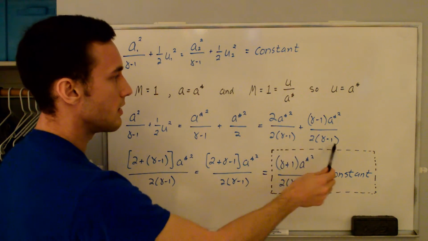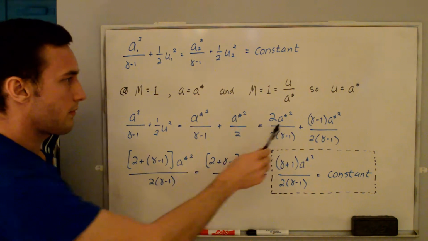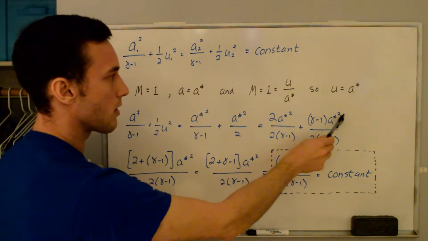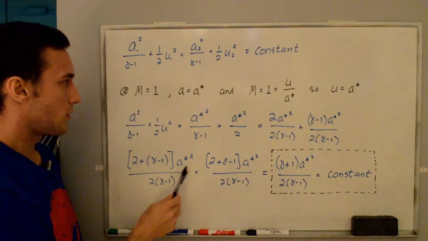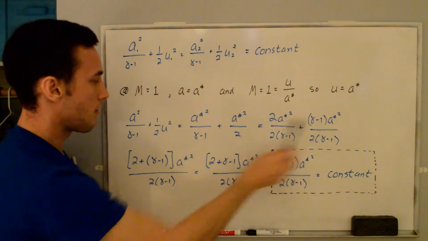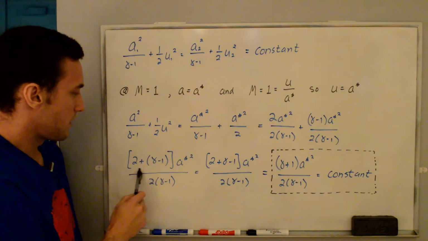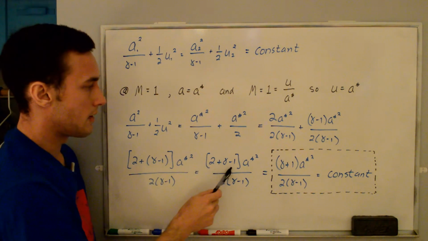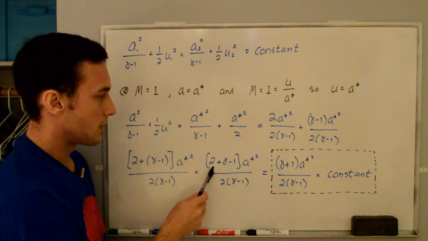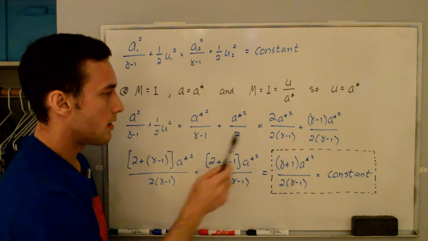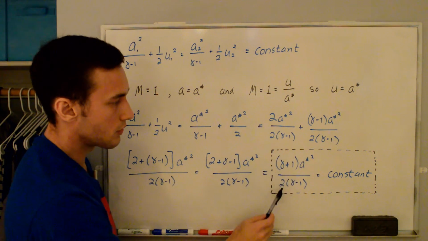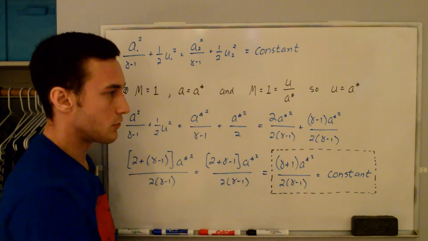We have the common denominator here, so we can combine the top, and I'm factoring out a star squared because we have it in both of these terms. So we end up having 2 plus gamma minus 1 times a star squared over 2 times gamma minus 1. Then we can simplify this down because 2 minus 1 is 1, so we have gamma plus 1 times a star squared over 2 times gamma minus 1, and this is equal to a constant.